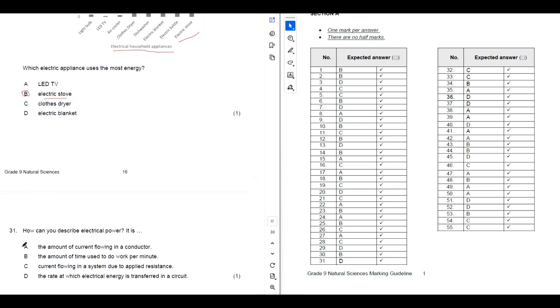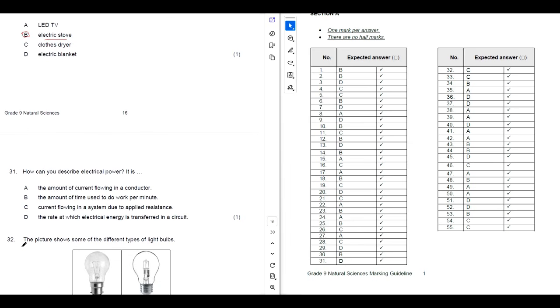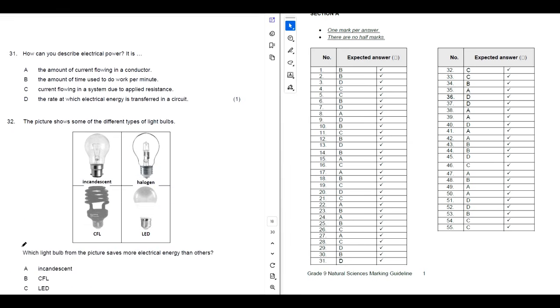So now we will move to our next question, which is question 31. Question 31 says: how can you describe electrical power? So we know that electrical power is the rate at which electrical energy is transferred in a circuit. So our answer will be D.